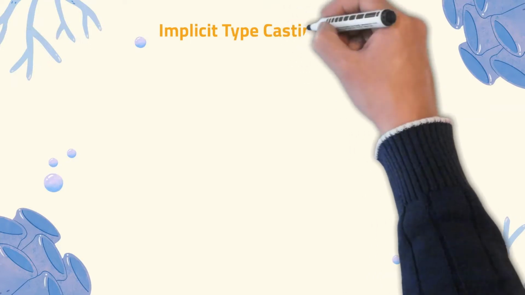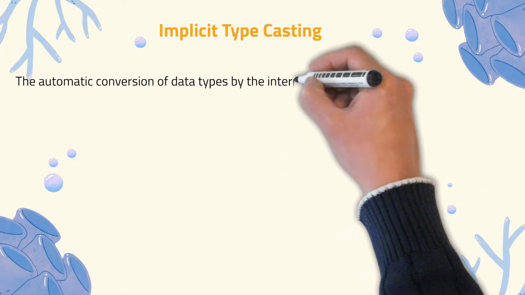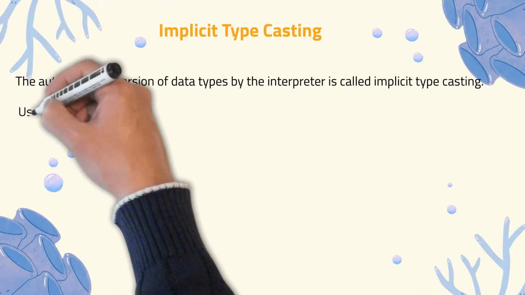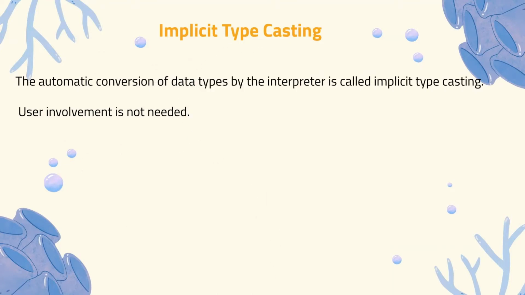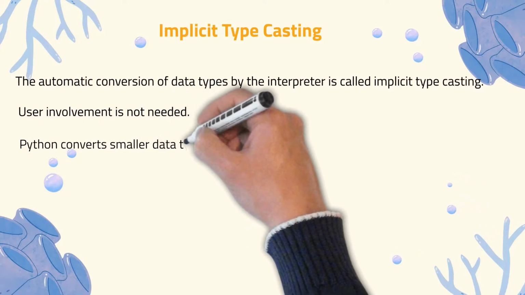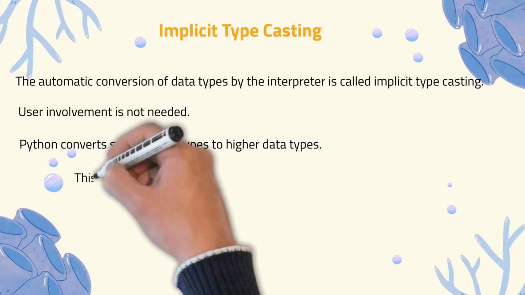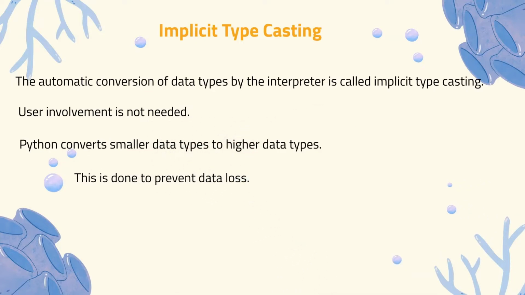Implicit typecasting. The automatic conversion of one data type to another data type done by the interpreter is known as implicit typecasting. In this case, no user involvement is needed, meaning the user doesn't tell the interpreter to convert a variable with a particular data type to another data type. Python will convert smaller data types to higher data types. For example, integer will be converted into float. This is done to prevent data loss, because if float is converted to integer, it will lose the decimal values.